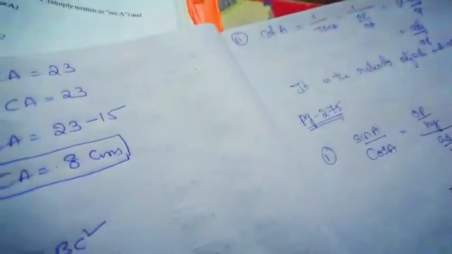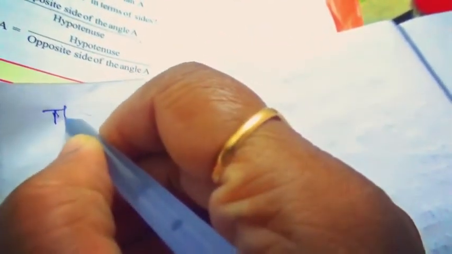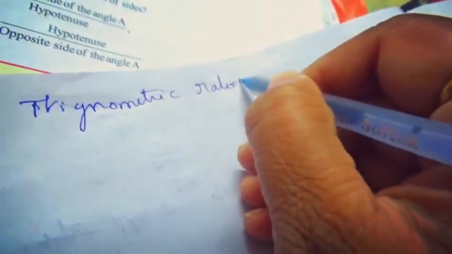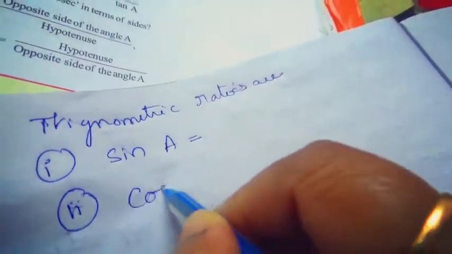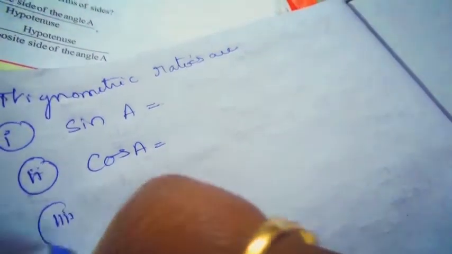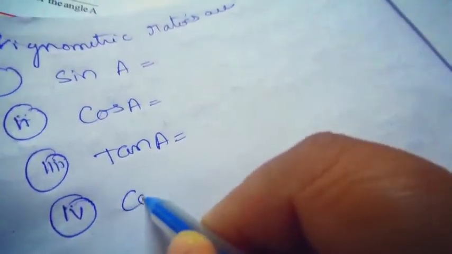Now we have to find out the other trigonometric ratios. What are the other trigonometric ratios? First of all, I am writing all the trigonometric ratios here. The first one, sin A. Second, cos A. Third one, tan A, which was already given. Fourth one, cosecant A. Fifth one, secant A. Sixth one, cot A. These are the trigonometric ratios.